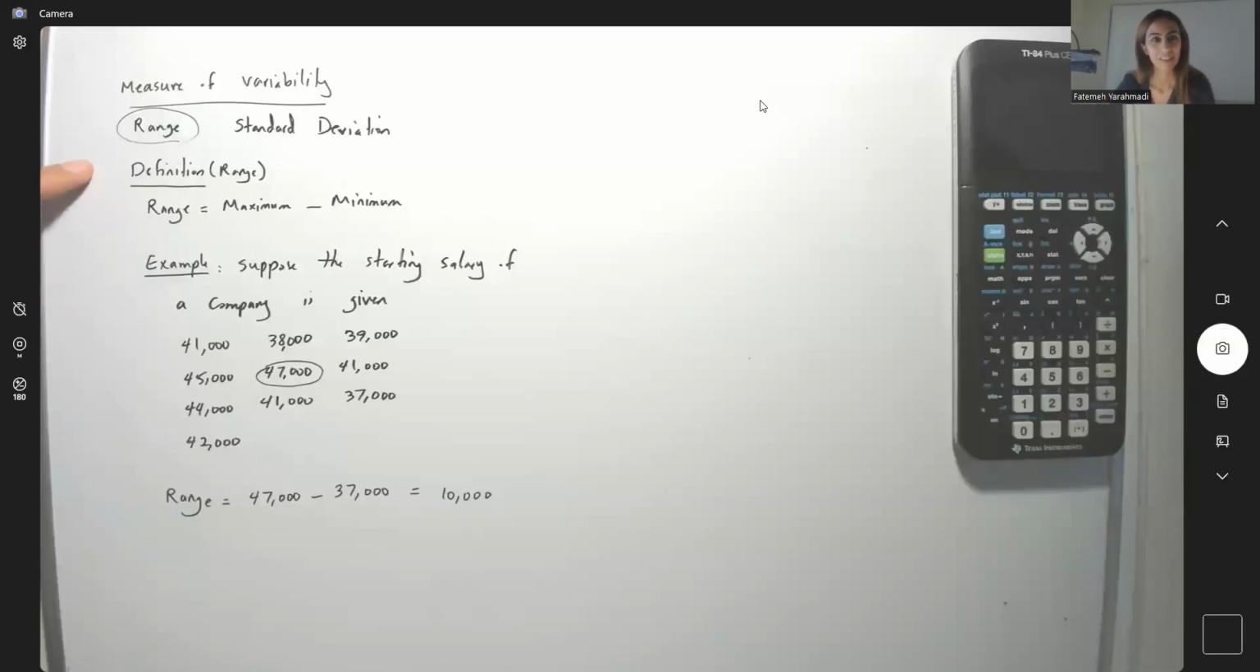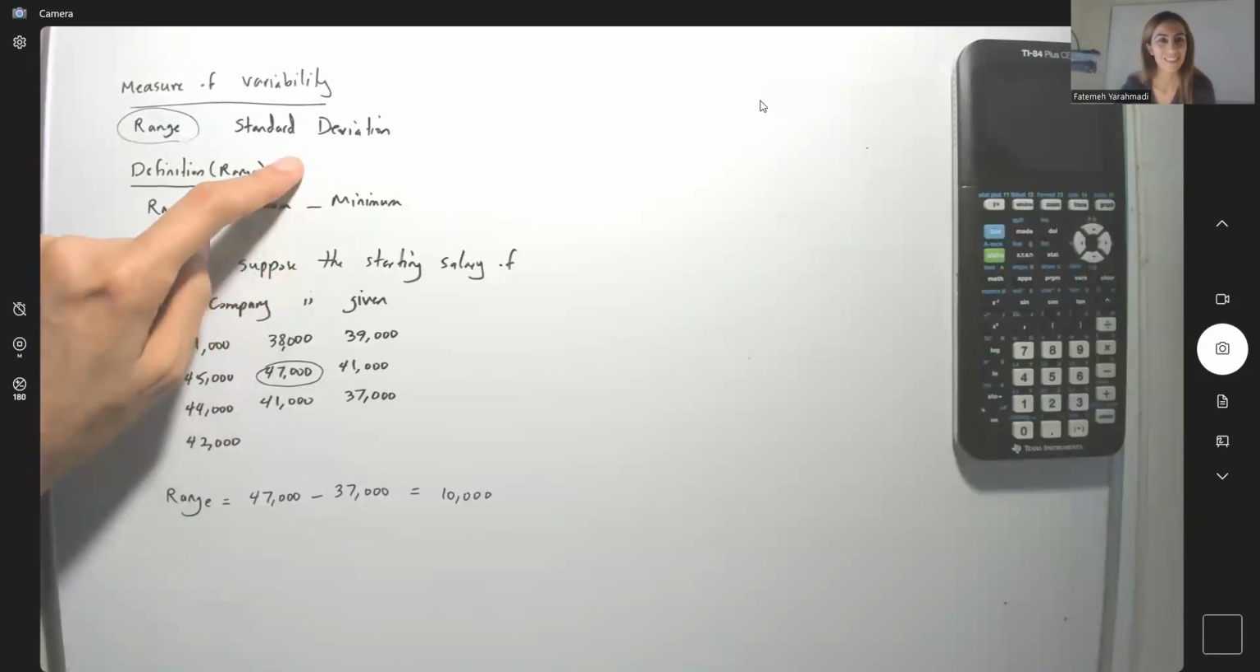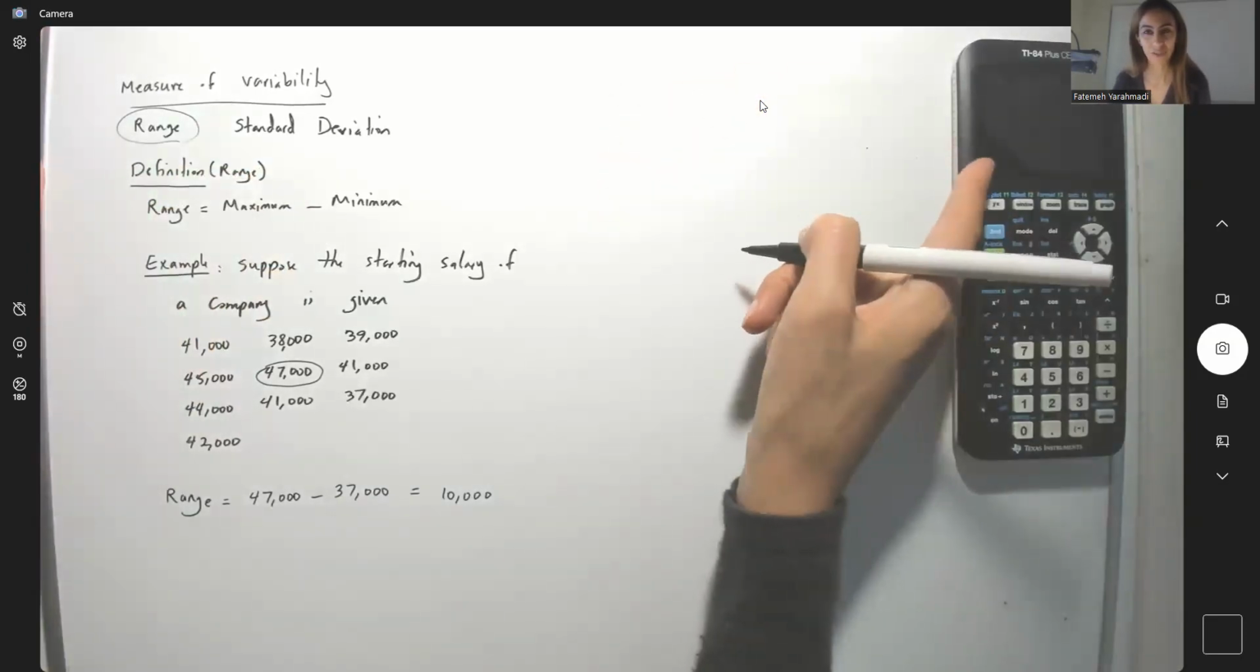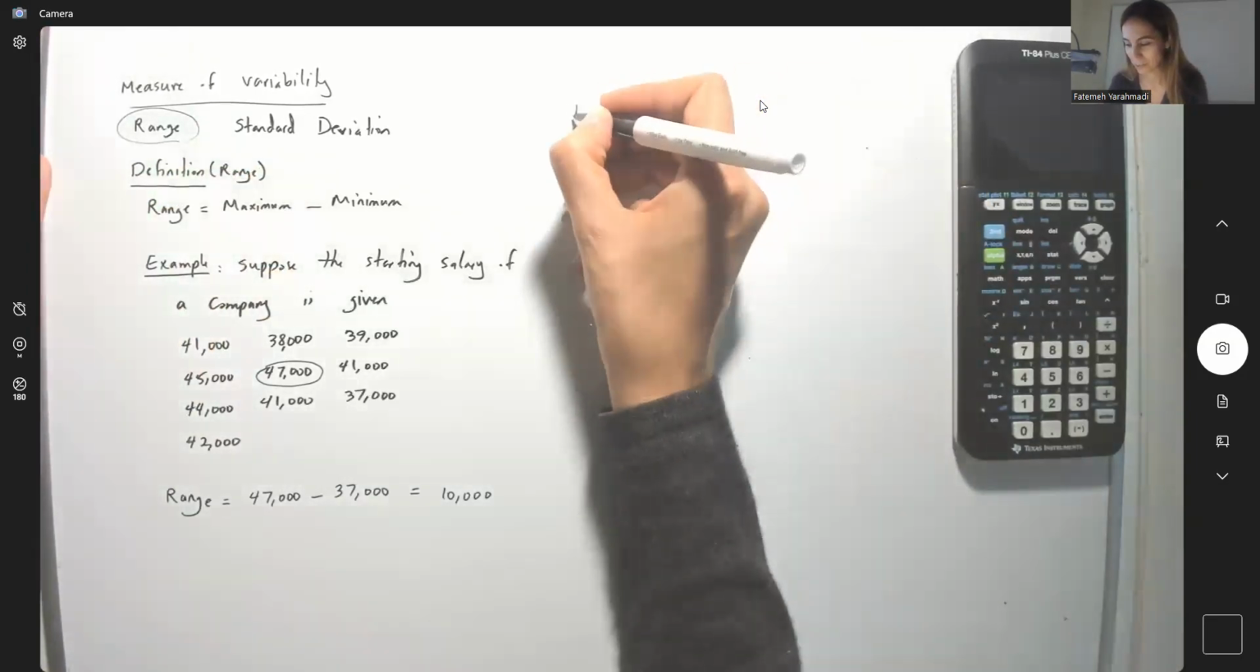So far, we learned about the definition of range as the measure of variability in the data. But again, the range only takes on the maximum and minimum value, just two values. Another measure of variability, which is very useful, is called the standard deviation. To find the standard deviation, we're going to use our calculator.